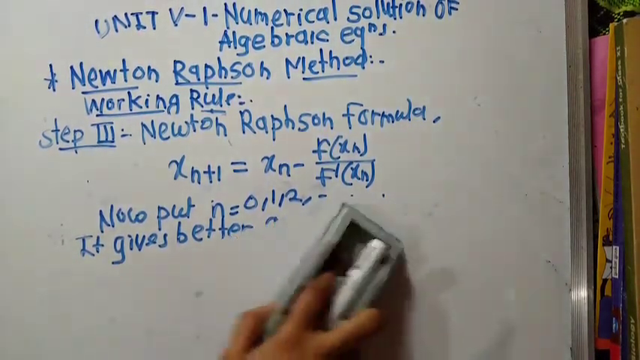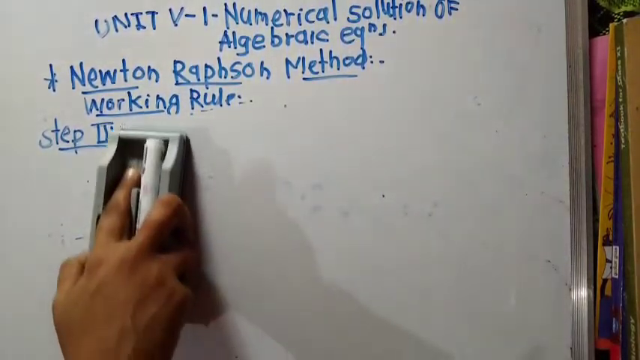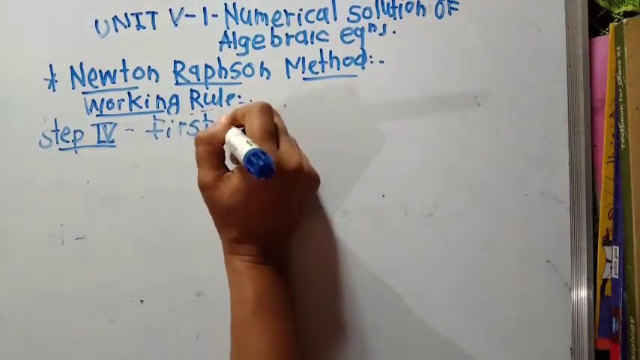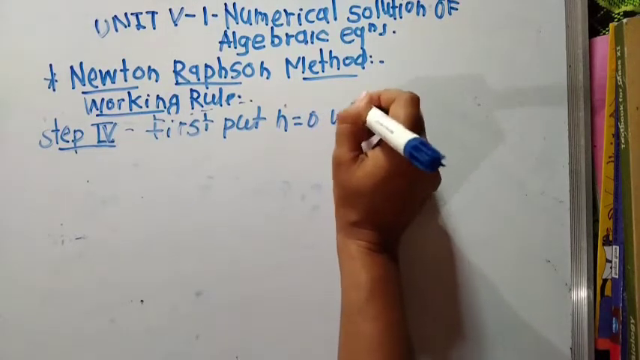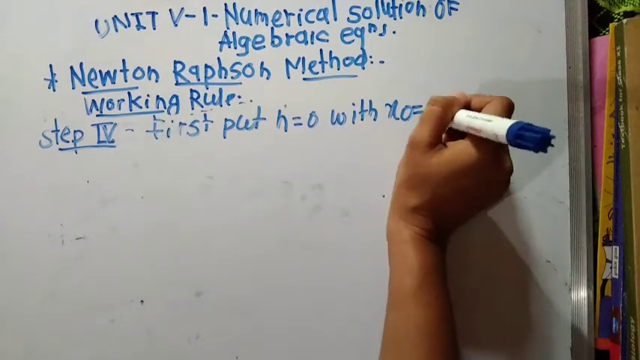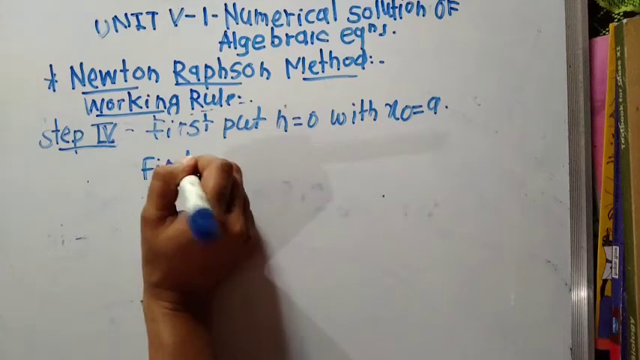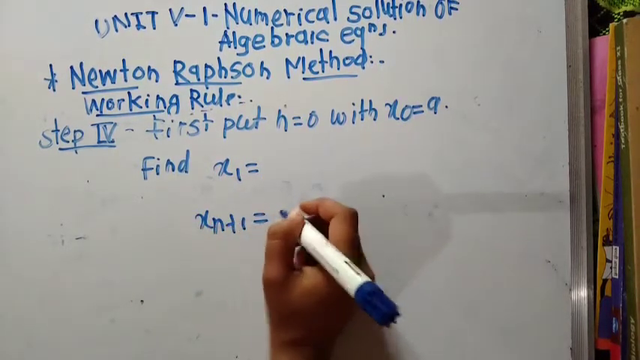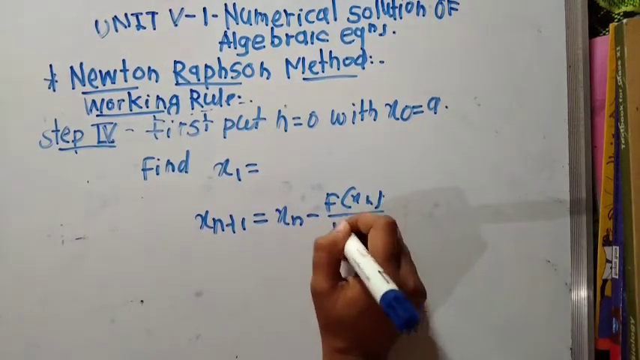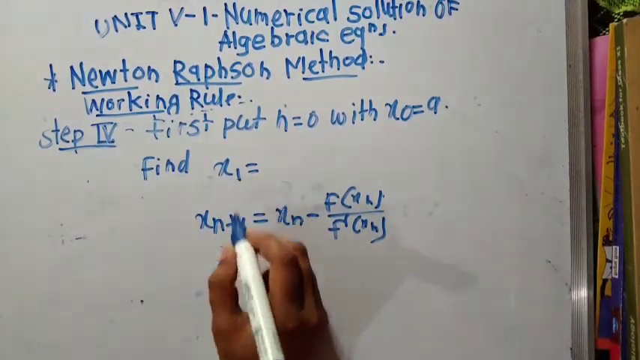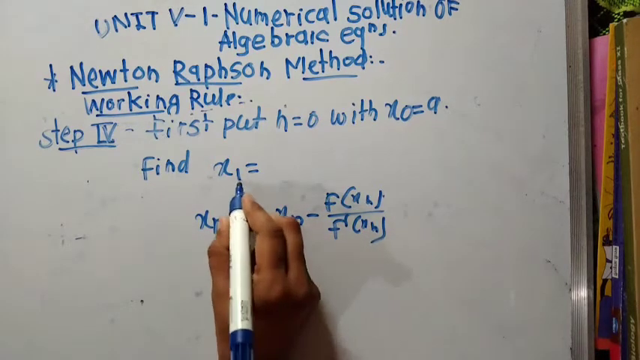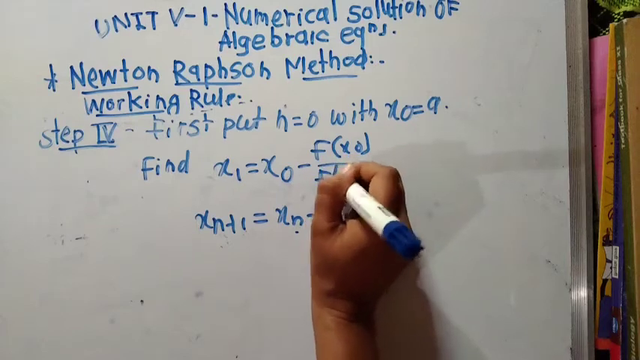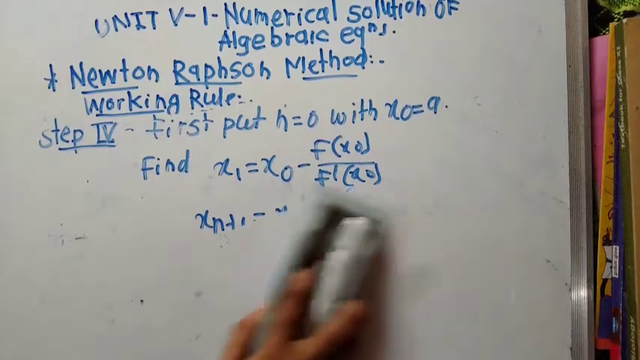Then step 4: first put n is equal to 0 with x0 is equal to a. Then find x1 is equal to, this formula with f dash of xn. Then x1 is equal to, here n means 0, so 0 plus 1 is 1. So x0 minus f of x0 divided by f dash of x0. From this formula, x1 is found.